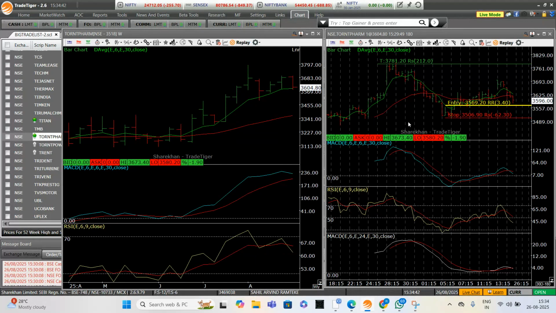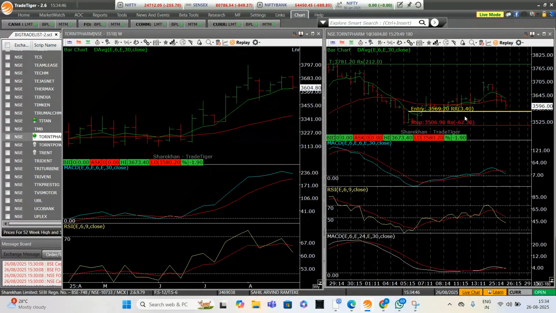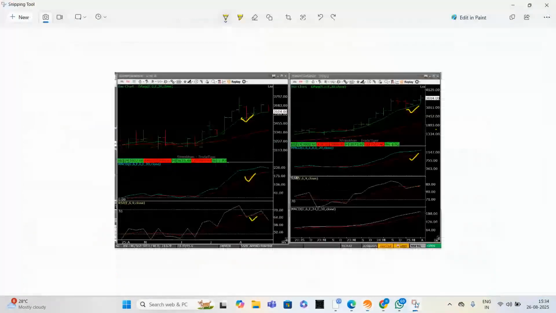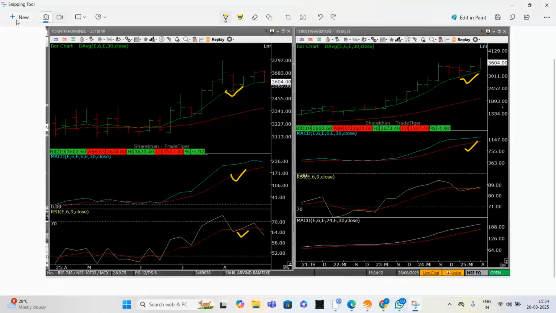Right. So now this trade is still moving on. Right now, it has. We will see how it goes. Okay. We will take a few more examples.